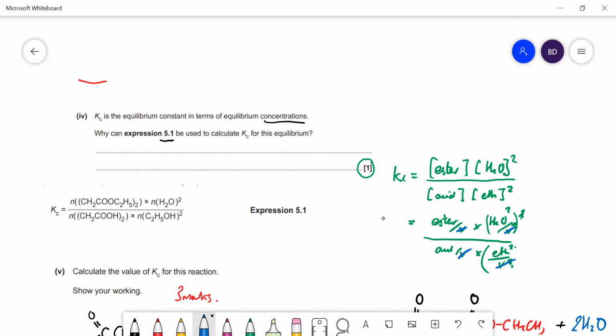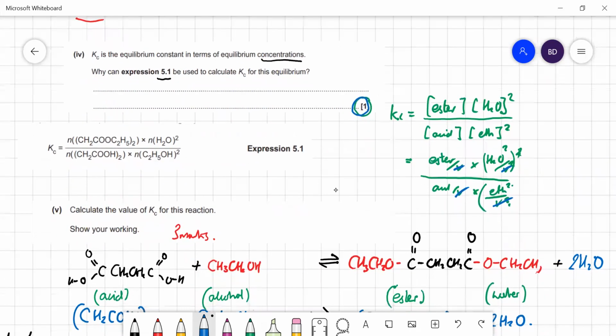You don't have to say all that. As I say, it's 1 mark. Just say same number of moles on both sides of the equation. Now we've got to calculate Kc.